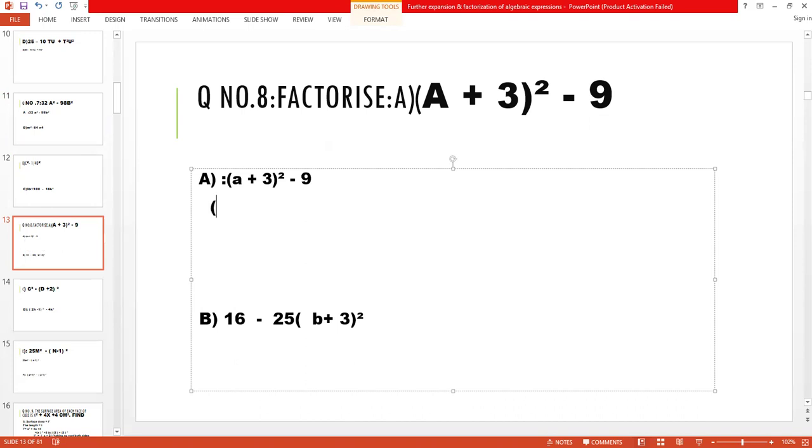Yes. So here I have to write a plus 3, and then I have to write whole square. Then I have to write another bracket, and here 9 is the square of a number. Do you know which number I have to multiply to get 9? The same number, 3. So here I have to write 3. The first term is a plus 3, and the second term is only 3.